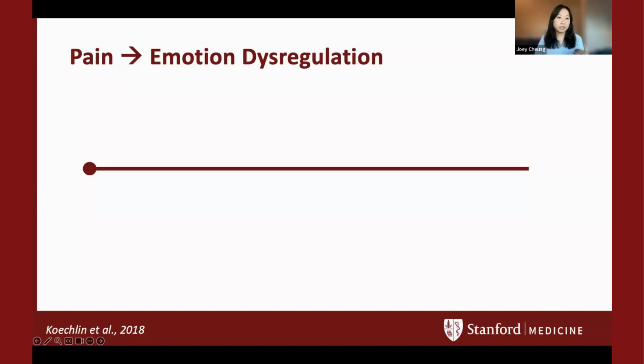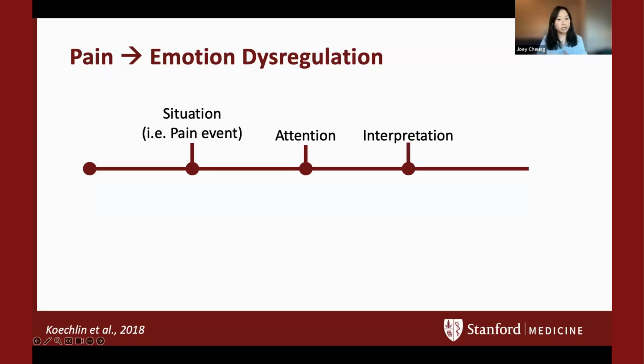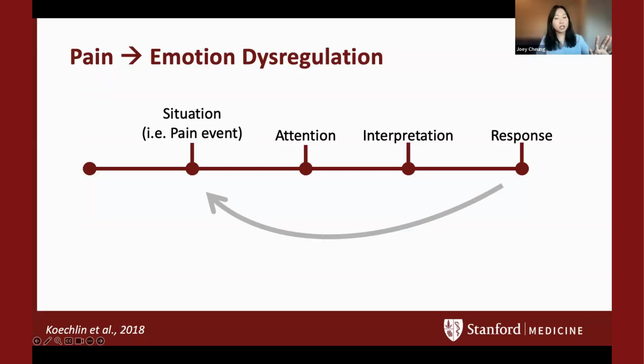So, for any of us to generate or experience an emotion, first there must be a situation that prompts us to have that feeling. We have to be able to pay attention to that situation and notice it. And then we have to make an interpretation of it, come up with some sort of understanding about that situation in order to create a response. That response, or how we express that emotion, then feeds into the next situation that prompts the cycle again.